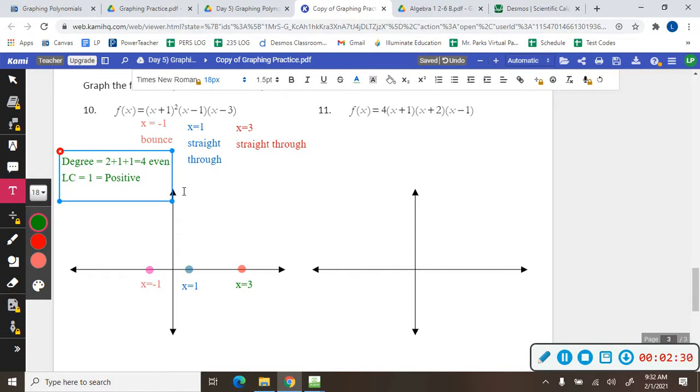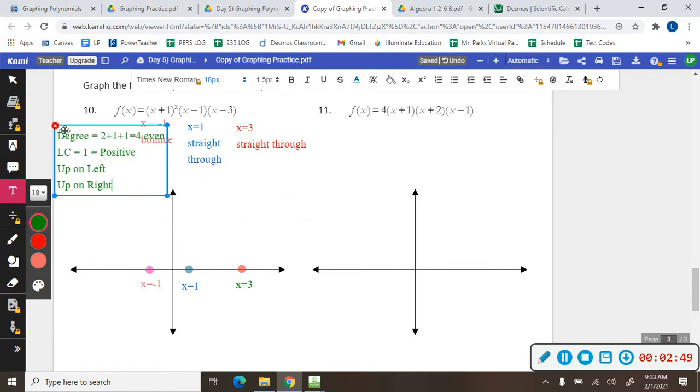So what this means is it's going to go up on the left and up on the right. Remember, leading coefficient being positive means it goes up on the right. The degree being even means it does the same thing on the left. So that should be enough to draw my graph.